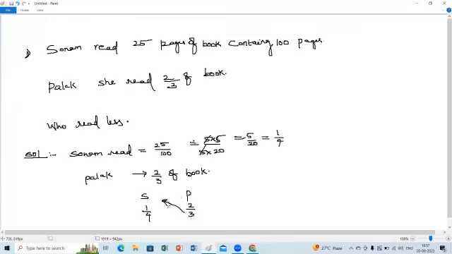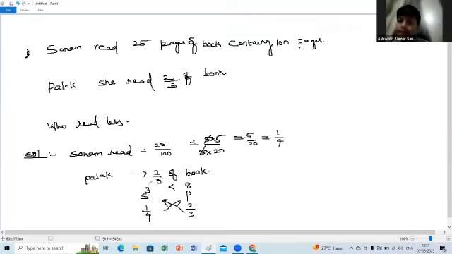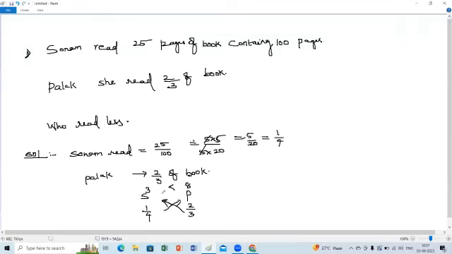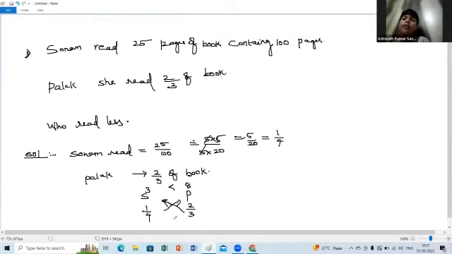If you go with cross products, 3 ones are 3, 4 twos are 8. That means who read more? More is Palak. Who read less? Sonam. By how much? She read less by 5 by 12. Very good.